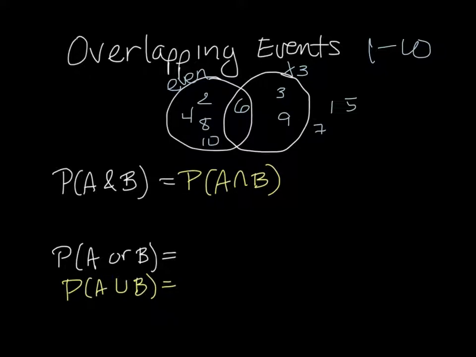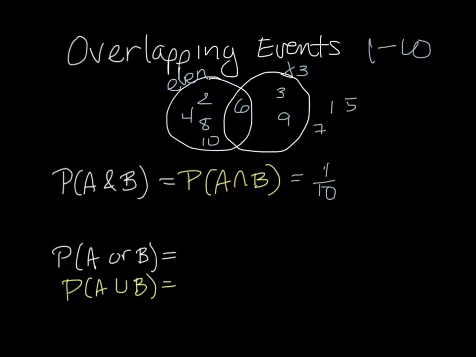Okay, so we have overlapping. We have our numbers in the even, that includes a 6. We have our numbers in the multiples of 3, that includes a 6. And then we also have this section where it's both even and a multiple of 3. So when I'm looking at the probability of A and B, or the probability of A intersect B, I figure it out by looking at how many are in both, and I have 1 out of the 10 numbers. So the probability of A intersect B is 1 out of 10.